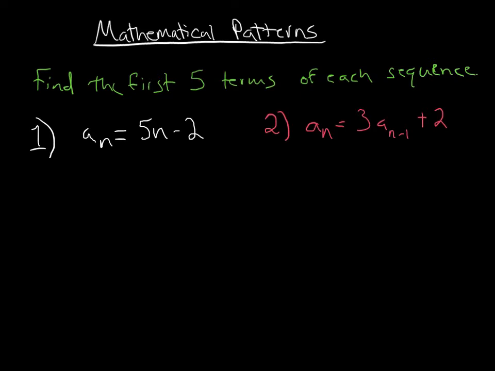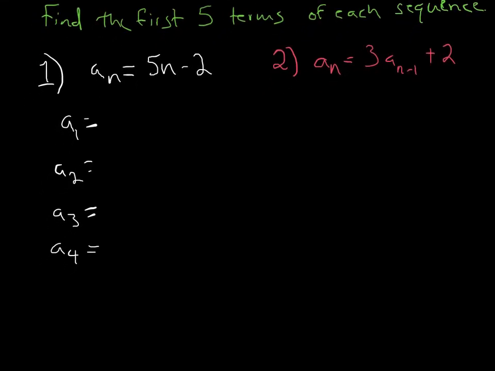So in order to find the first 5 terms, we could find a sub 1, a sub 2, a sub 3, a sub 4, and I need a little more space here, and a sub 5. And really all we're doing is plugging in the value for n of what term we're looking for. So in a sub 1, we replace n with 1 because that's the first term. So our equation will look like this: 5 times 1 minus 2, which we'll find out is 3.